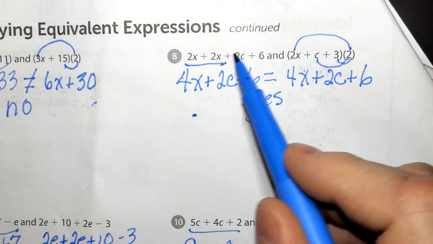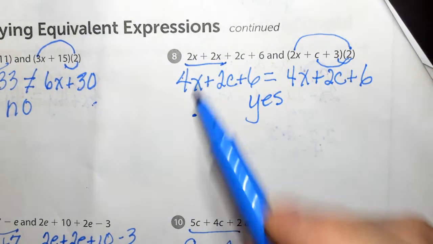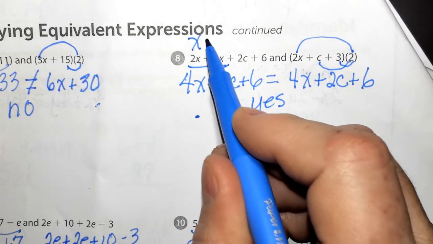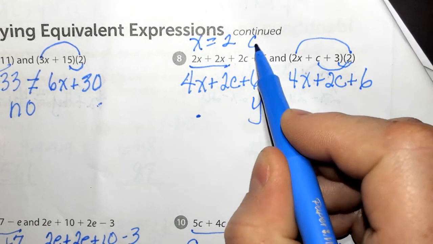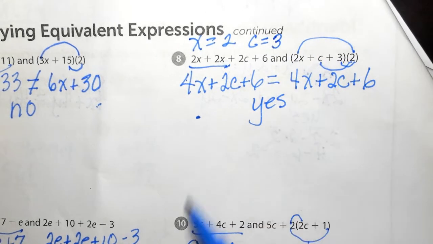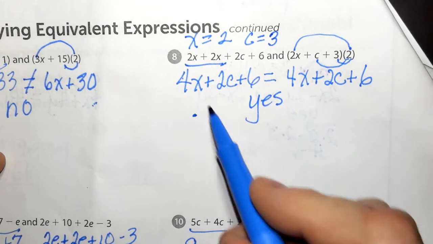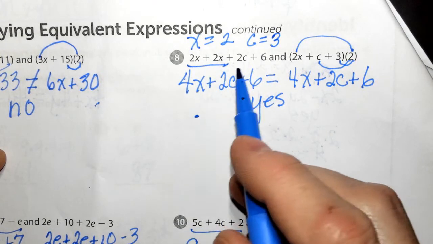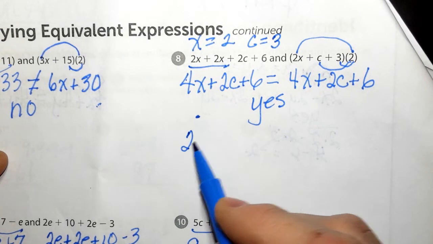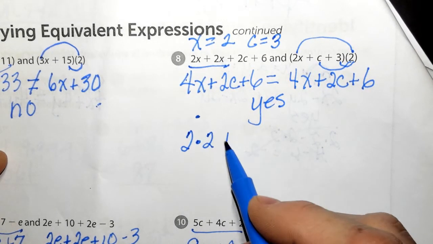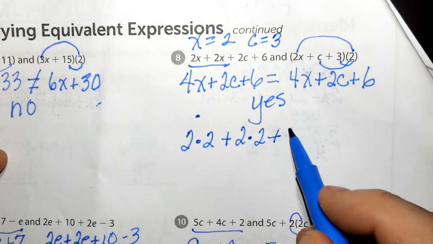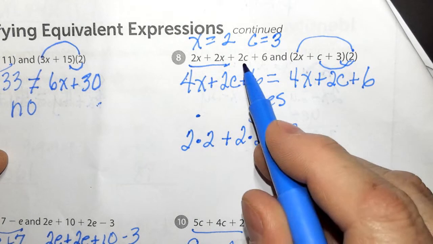Okay, so if we put 2 in for x, let's let x equal 2, and c we can make equal to, I don't know, 3. Okay, let's just try it. So now every place we have an x is going to be a 2 now. So 2 times 2 plus 2 times 2 plus 2 times 2c is 3.